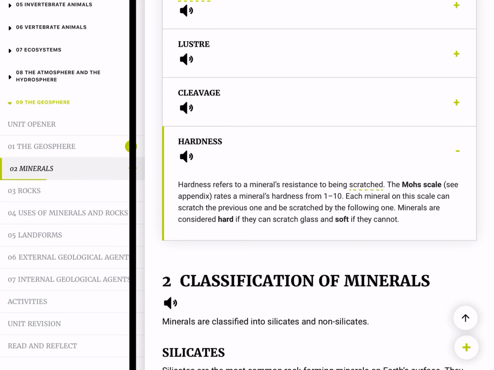So each mineral on this scale can scratch the previous one and be scratched by the following one. So imagine we have a mineral, and that mineral can scratch mineral number 1, mineral number 2, and mineral number 3. However, that mineral cannot scratch mineral number 4. So that mineral's hardness is number 3.